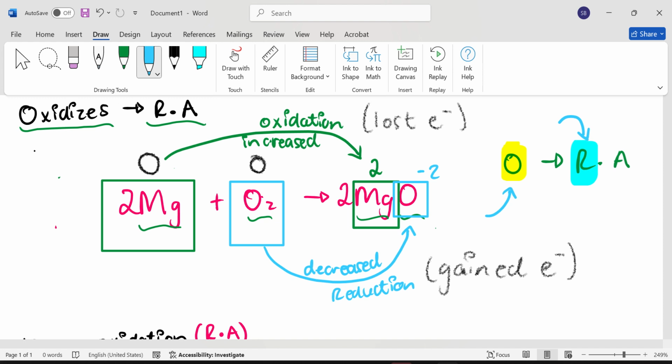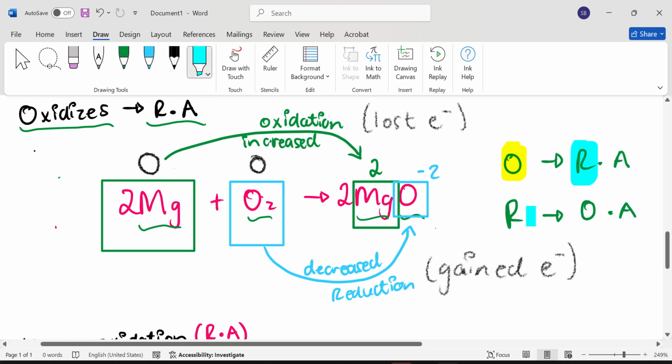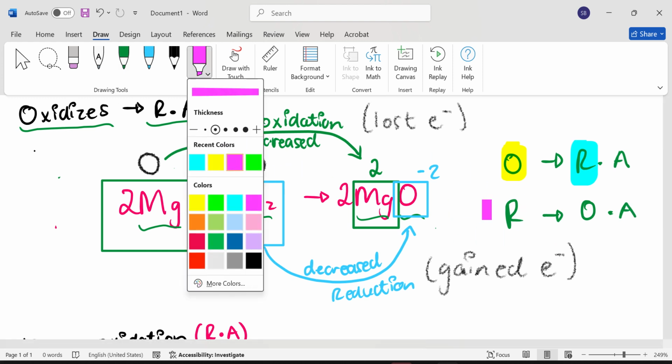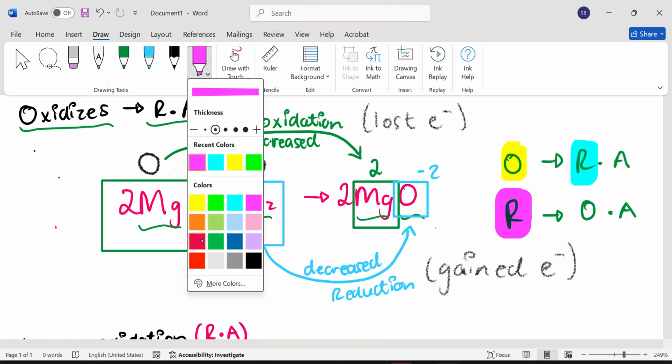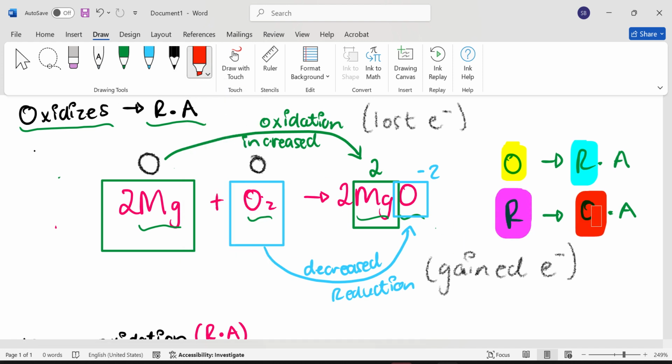So in this particular case, whatever oxidizes is known as a reducing agent. What exactly happens when something is reducing? So when something reduces, we say that it is the oxidizing agent. So in this particular case, whatever reduces, reduces because something oxidized. Journey with me.